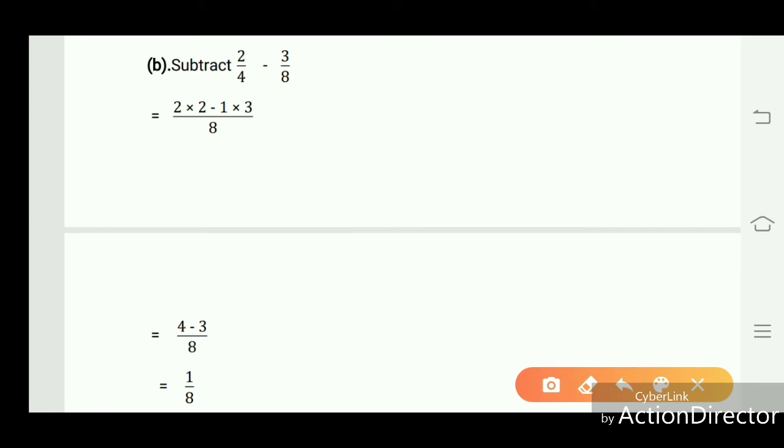When we multiply 2 into 2, we get 4, and 1 into 3 is 3, upon 8. And 4 minus 3 is 1 upon 8. So when we subtract 2/4 minus 3/8, we get difference 1/8.